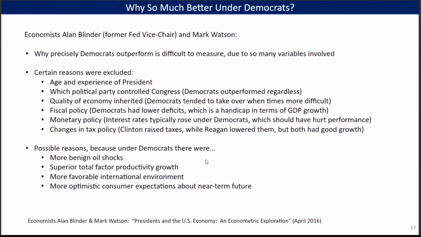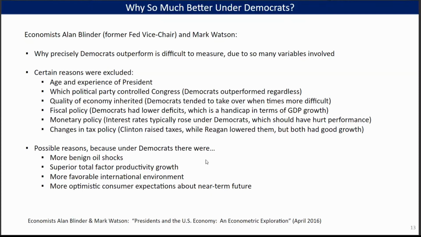It wasn't that. It wasn't monetary policy because interest rates were rising under Democrats, which usually hurts the economy and the stock market. Again, you can think of interest rates rising as being punished for your success. As the economy gets stronger, interest rates tend to rise. And changes in tax policy are also not a reason for this outperformance by Democrats, because Clinton raised taxes, Reagan lowered them, but both had really good growth. So those were things that they didn't think were defining or driving factors.